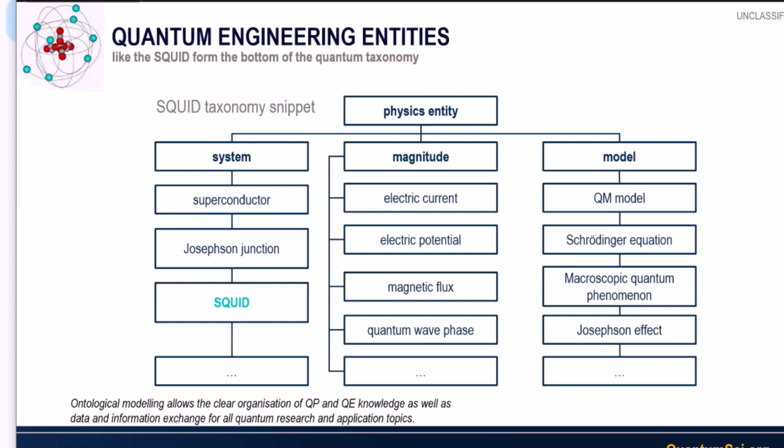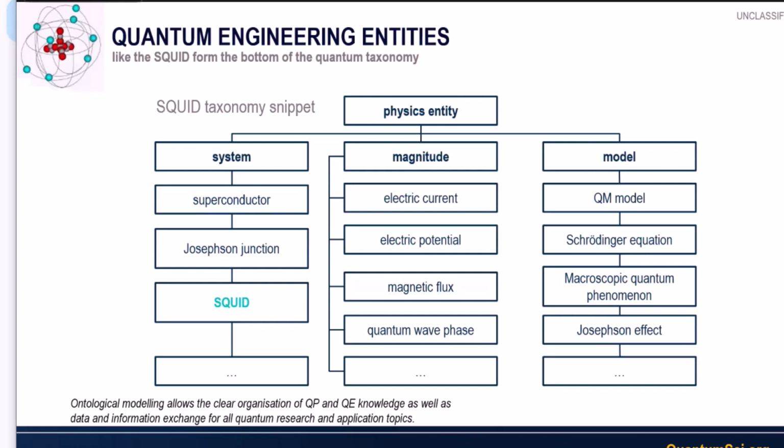On the right-hand side, you have the mathematical model. At the top, you have the quantum mechanical model. Then, of course, the Schrödinger equation. Below this, you have the macroscopic quantum phenomenon, like superconductance. And then the Josephson effect, which is also a type of macroscopic quantum phenomenon.